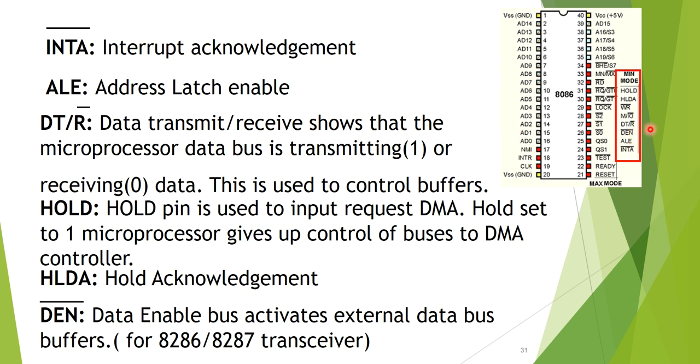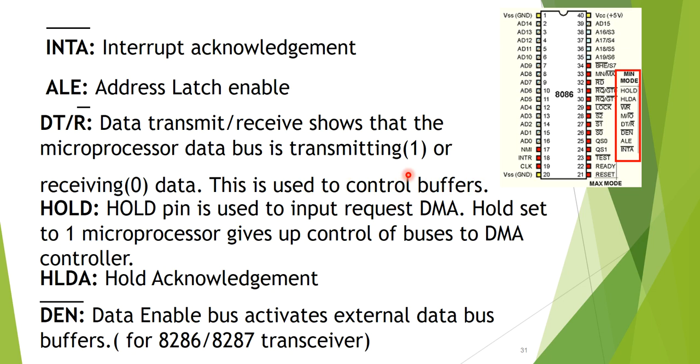Then we have the DT/R bar, which means data transmit or receive. This indicates whether the data will be received or transmitted. If it is 1, then the microprocessor is transmitting the data. If it is 0, the microprocessor is receiving the data. So this is used to control the buffer. तो बफर को कंट्रोल करने के लिए हम इसे यूज़ करते हैं. The output buffer will be used when the microprocessor transmits the data, and the input buffer will be used when it receives the data.